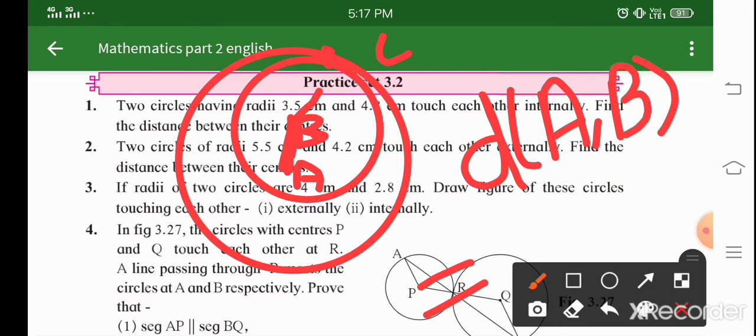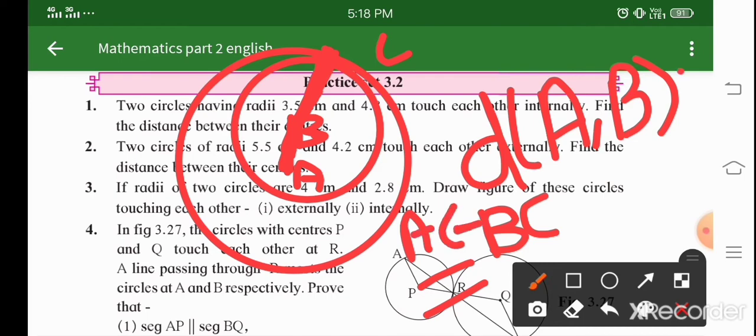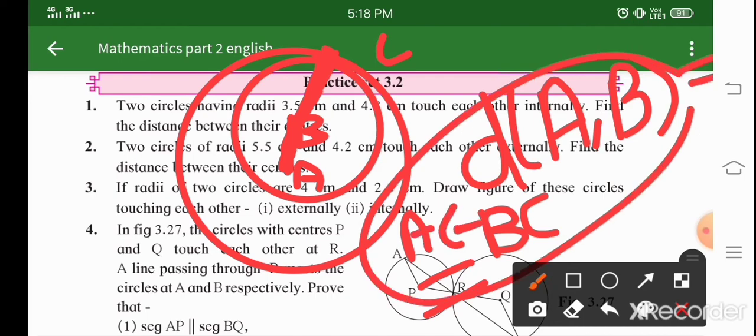Just draw the line over here, just join it. What do you get over there? You get BC and AC. AC is the bigger one. This bigger circle's radius will be AC, and this BC is the radius of the smaller circle. So it is the difference between AC and BC. So this is our theorem. We have to apply these two theorems in this practice set 3.2. I think this is clear. So let's move ahead.